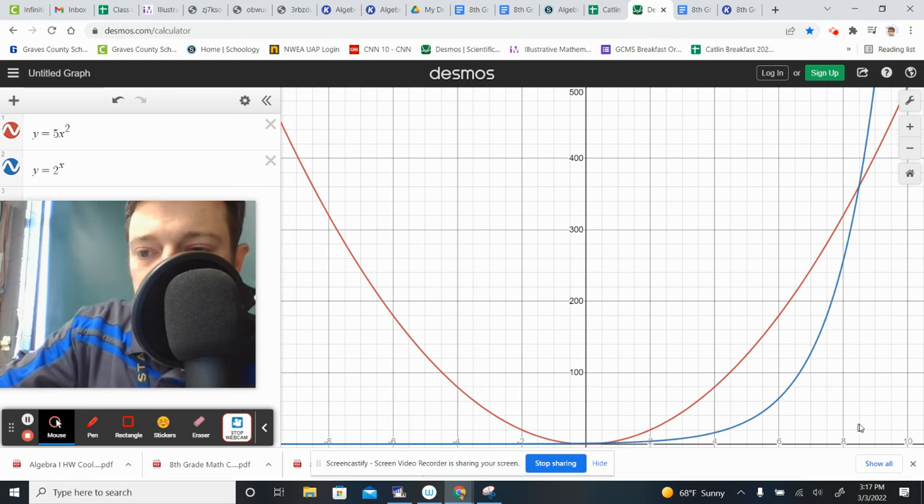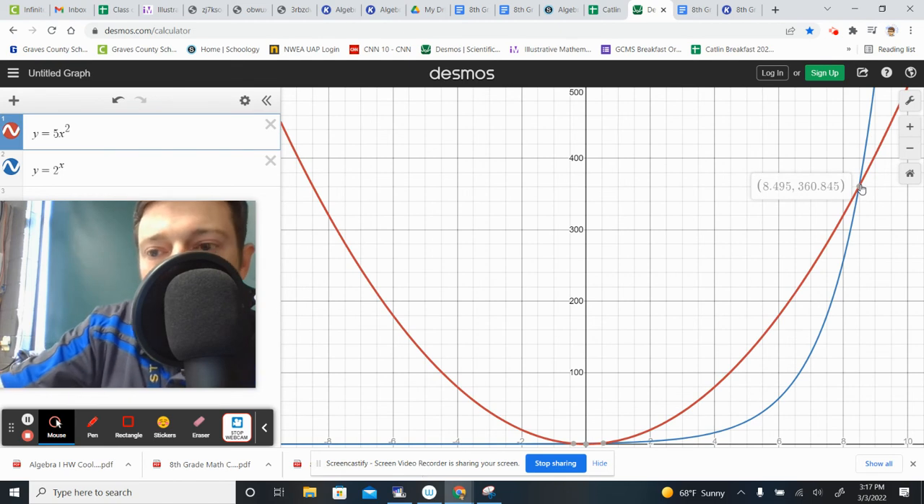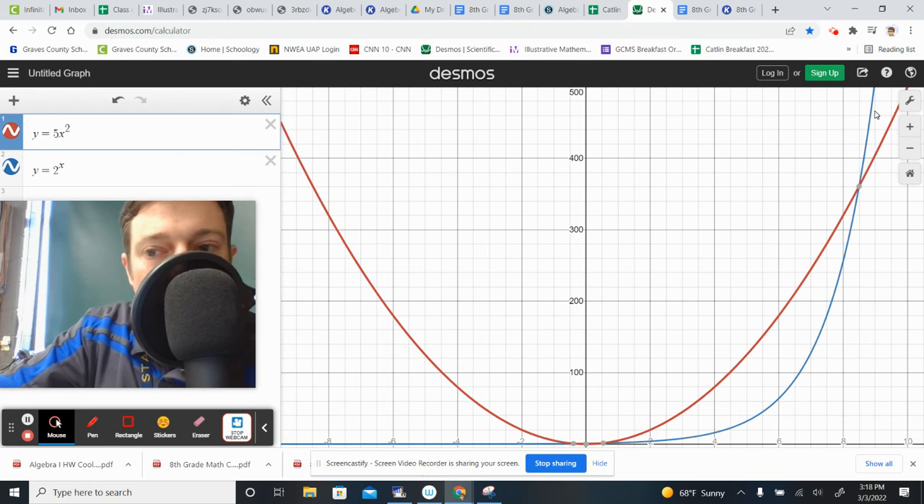But if you carry this out to higher x's, like around 8, 9, 10, you start to notice that there's a point right here, actually at 8.495, where they are equal, at the same output of 360 point whatever that is. And then after that, the blue starts to win. And from that point on, the exponential is just going to kick the tail off the quadratic because it's growing with a common growth factor of 2 every time. And as we learned about quadratics today, their growth factor gets smaller as x gets bigger.